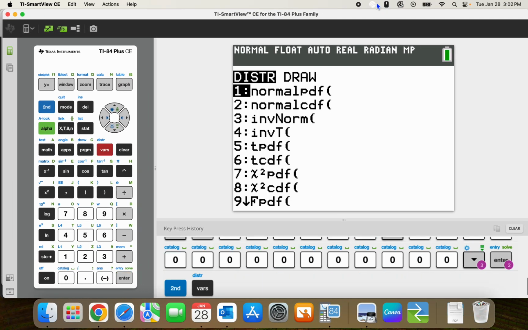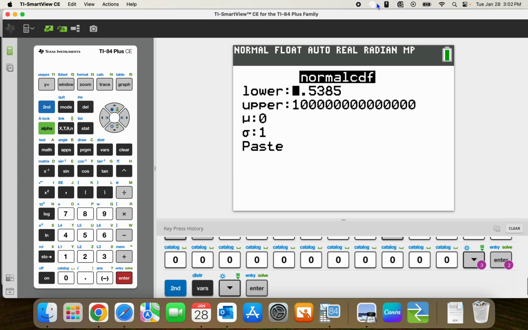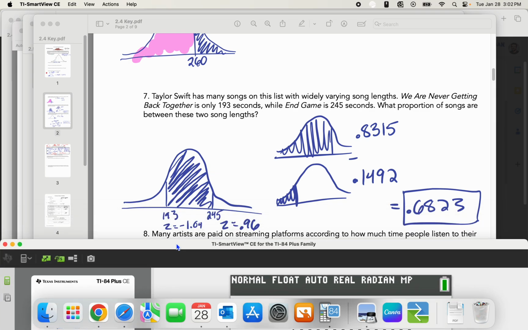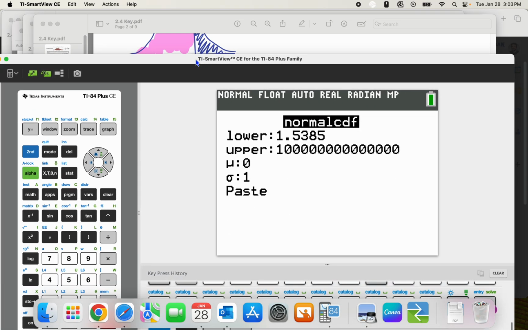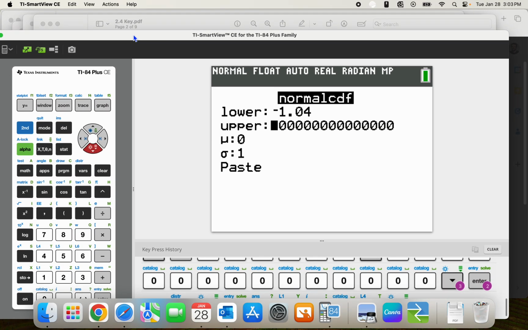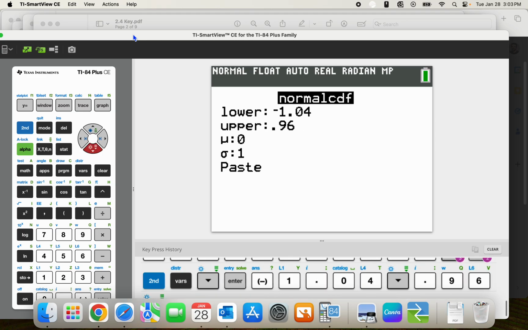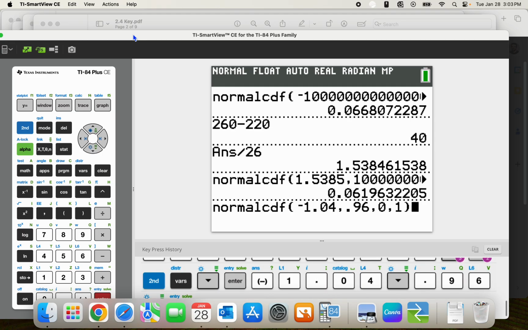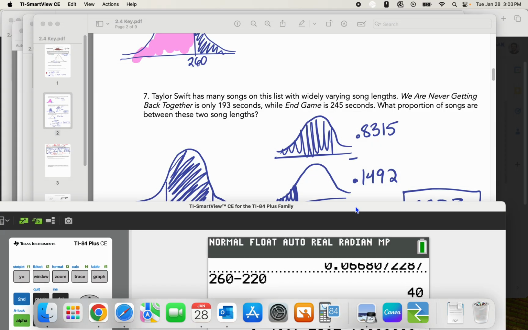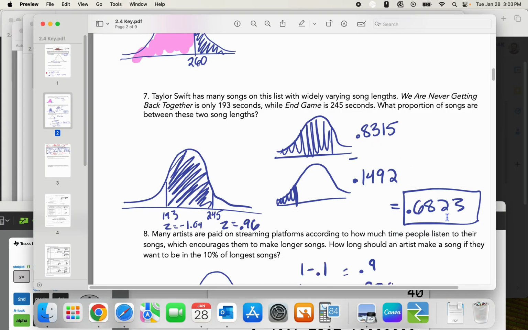When I go into the calculator for that, again, second dist, and then normal CDF. Now, my lower and my upper, neither of them are going to be infinity. We've got a lower boundary of negative 1.04 and an upper boundary of 0.96. Mean stays as 0, sigma stays as 1. And that is the area between those 2 points under our normal curve, 0.6823, which is about 68.23%.